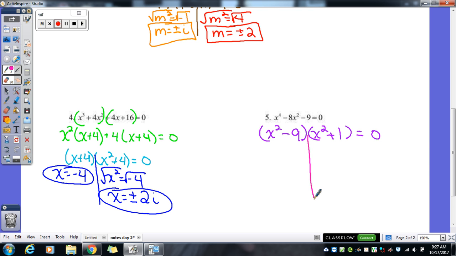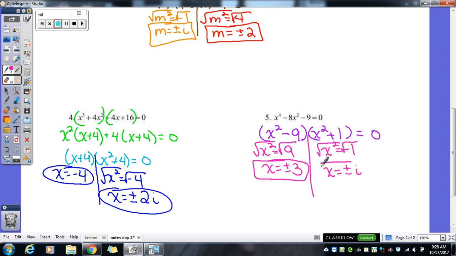So in setting both of these equal to 0, I would add my 9 over, take my square root, and we get plus or minus 3 as 2 of our answers. Plus 3 is one answer, minus 3 is the other answer. On the other side, we would subtract our 1 over, take the square root. So we get plus or minus i as our answer for that side.